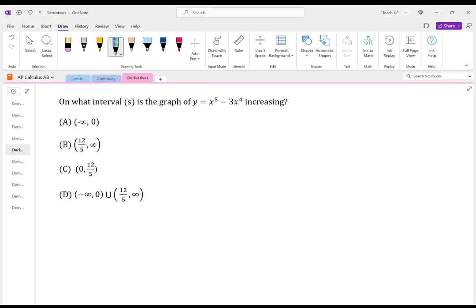Today we're going to do the following problem: on what interval or intervals is the graph of y equals x to the fifth power minus 3x to the fourth power increasing?